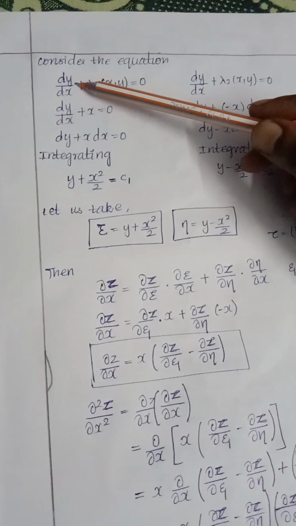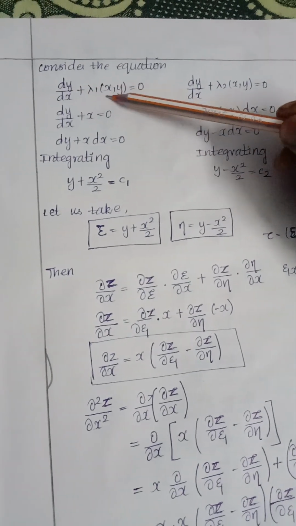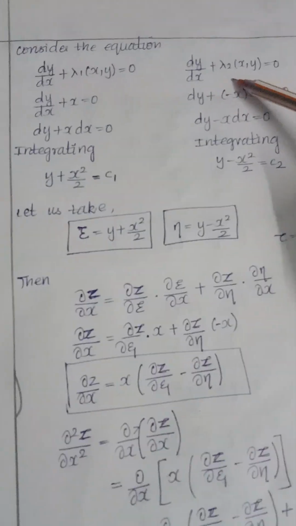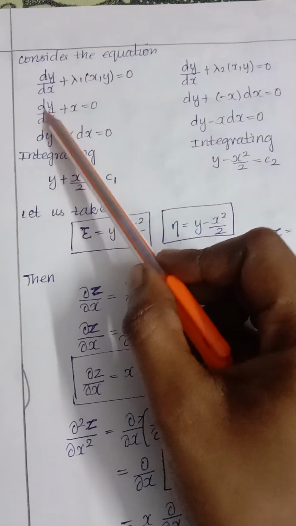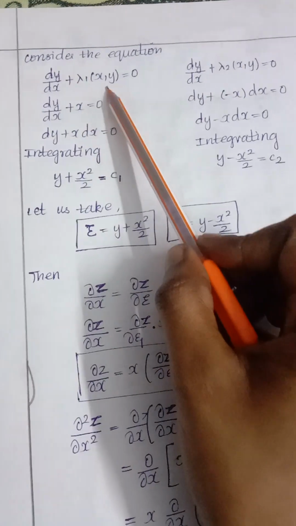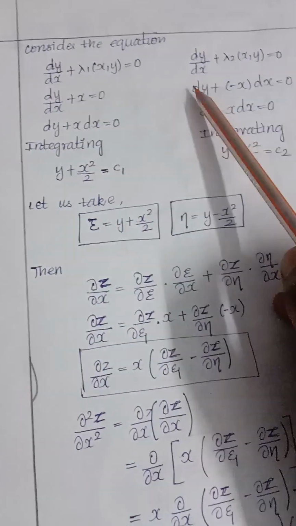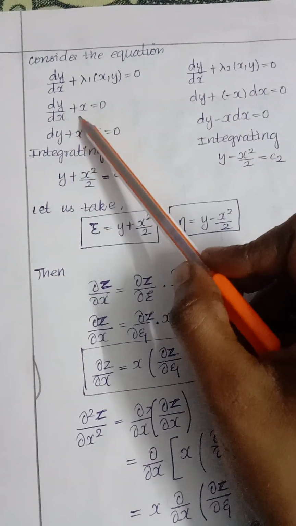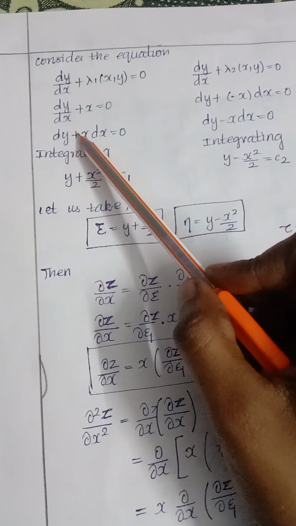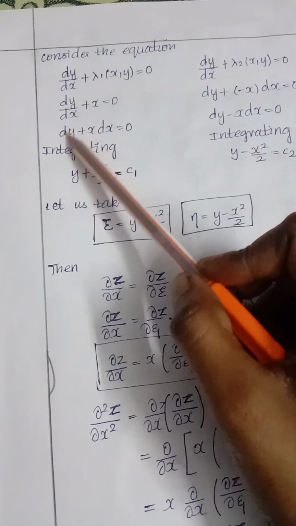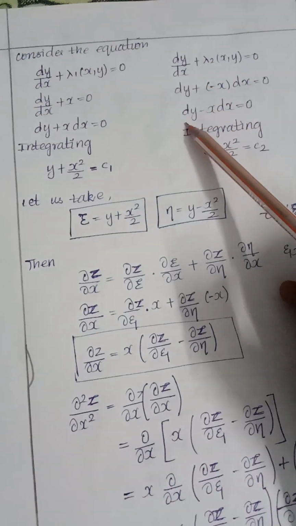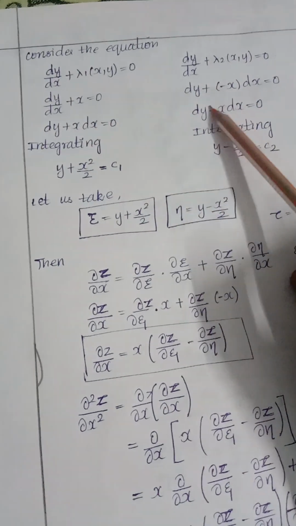Next we have to put this in the equation: dy/dx + λ1(x, y) = 0, and another equation dy/dx + λ2(x, y) = 0. We know that λ1(x, y) is x, and λ2(x, y) is -x. If we multiply by dx, the dx gets cancelled, and the left term is dy + x dx, and 0 times dx is nothing but 0. Here also we get the same, but with a minus, so slight changes.